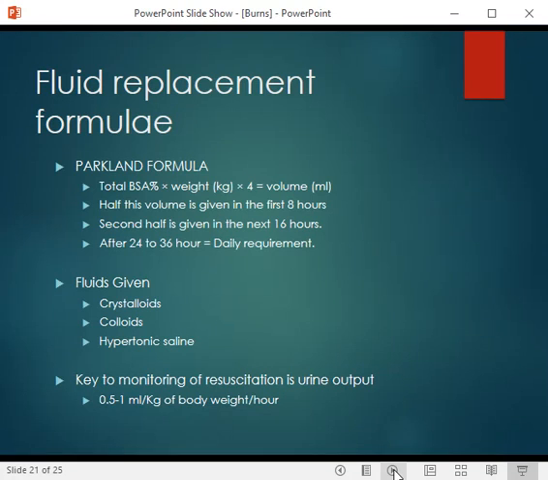The key to monitor resuscitation is urine output. If your patient has 0.5 to 1 ml per kg per hour urine output, that means he's adequately hydrated. If it is less than that, you still need to give more fluids.